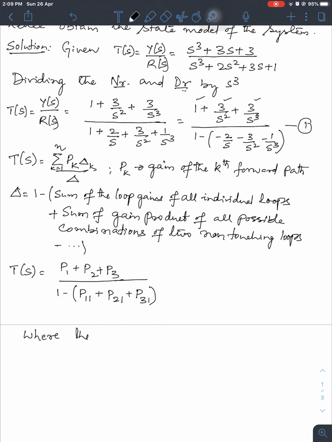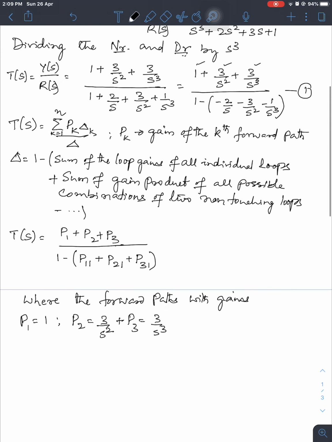Where the forward paths with gains can be written as P1 equal to 1, P2 equal to 3 by S square and P3 equal to 3 by S cube. These are the 3 forward paths.